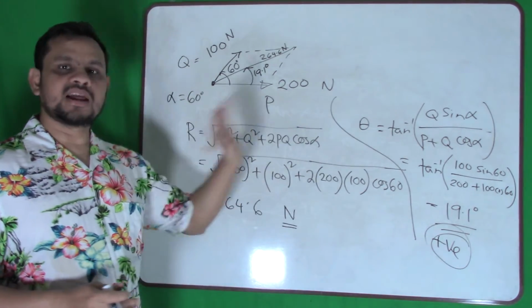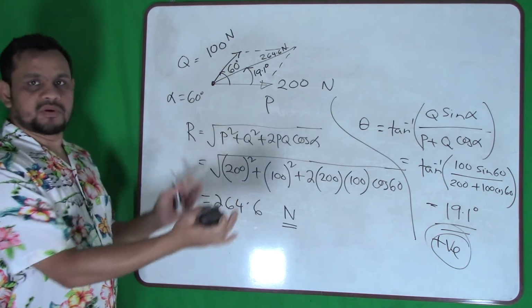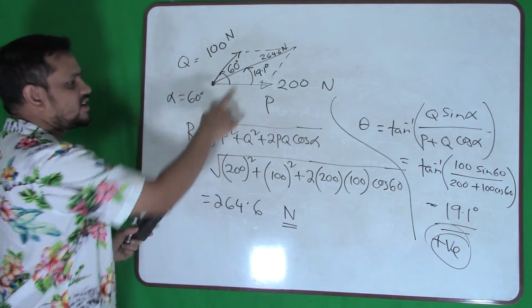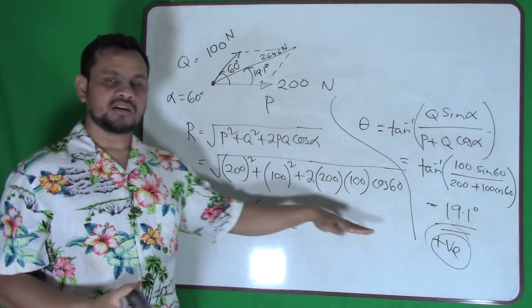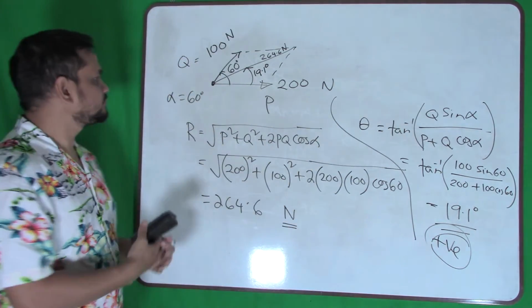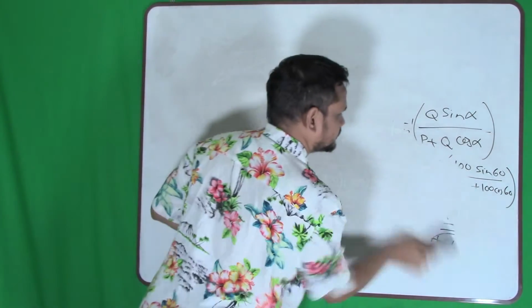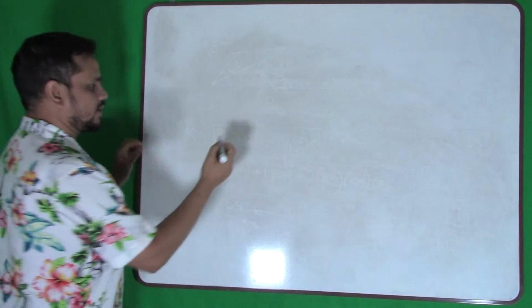Now let us see another example. So this problem is done. Hopefully you can interpret the result. If it is positive, it is with respect to P towards Q. Now let us see another example.